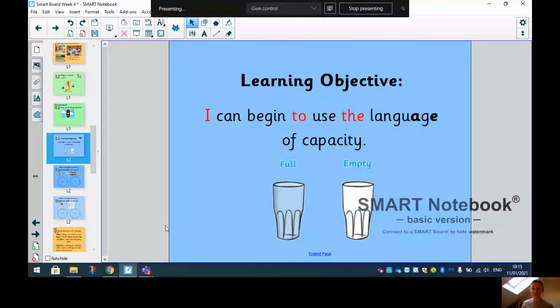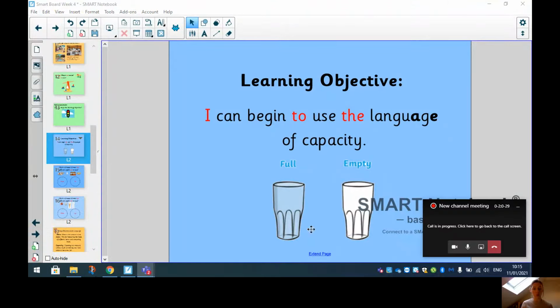We are going to start our maths lesson today, and we're going to have a look at capacity. So I'm going to share my screen with you, and then you can learn all about capacity and if you know what that word means.